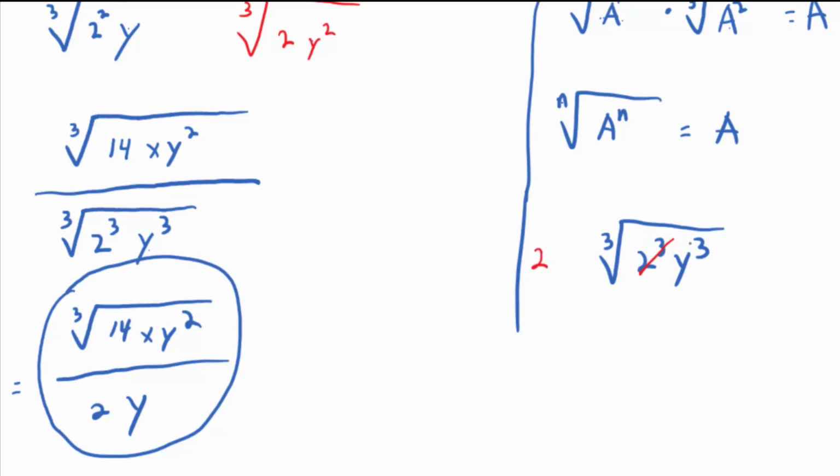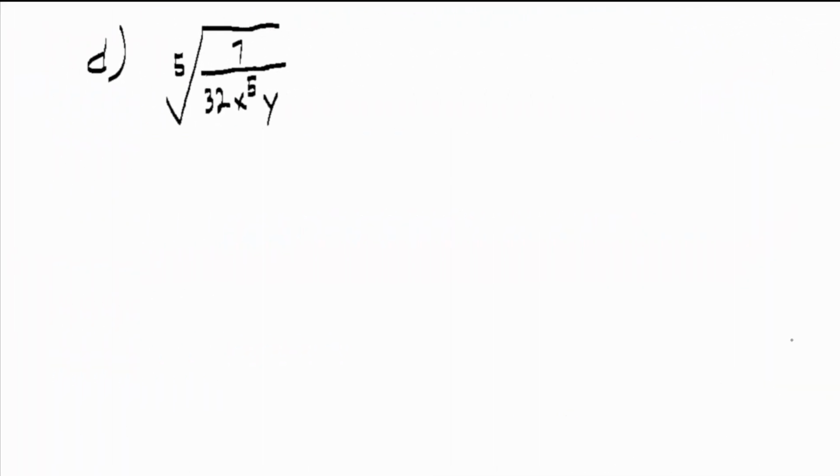What's the cubed root of y cubed? Y. What's left underneath the radical? Well, you don't write it down usually, but it's a 1, right? When you factor everything out, what's left? A 1, always. What's the cubed root of 1? 1. What's 2y times 1? 2y. Okay, well, let's try it again.